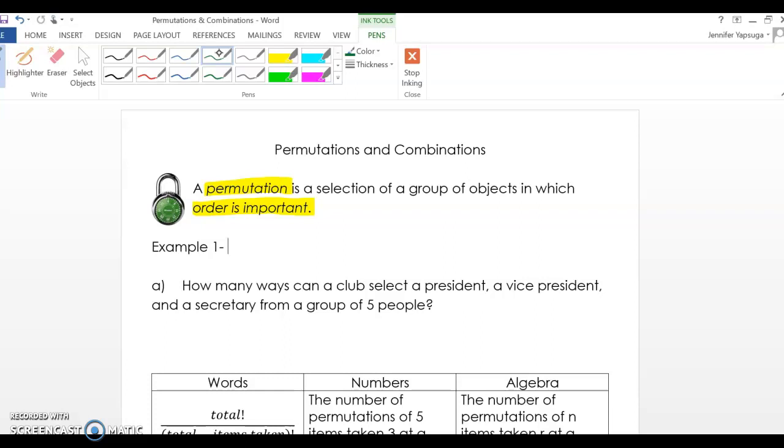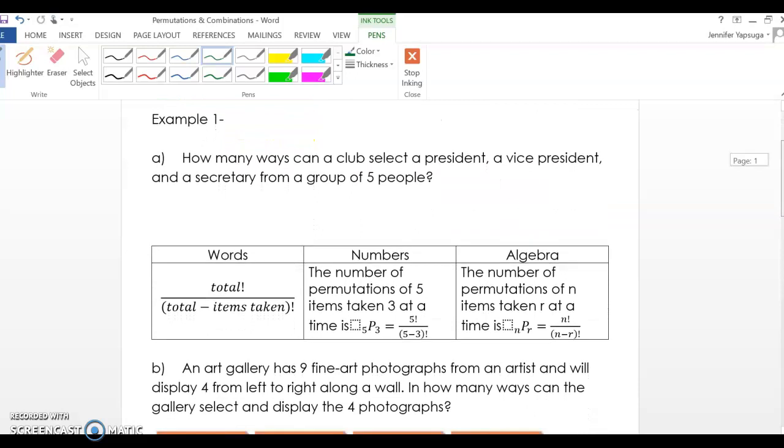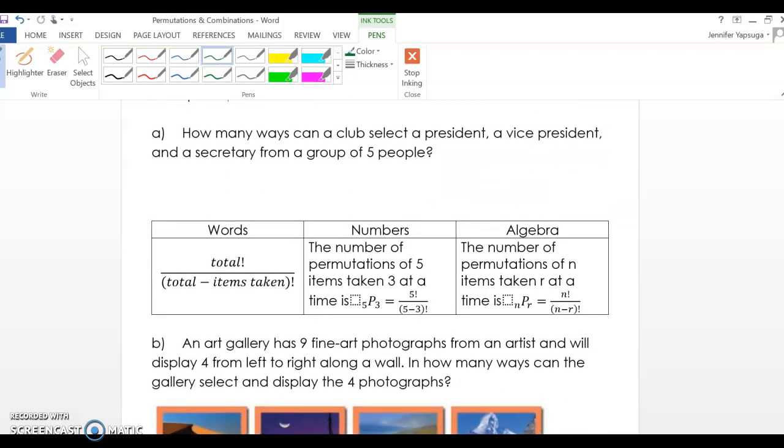So I thought what would be helpful is to run through an example and then show you how the formula that is derived for each of these permutations and combinations can be used so that you don't necessarily have to list a lot of items and you can find an answer quickly. So let's take a look at this first example that I have for you. So this is a way that a club can select a president, a vice president, and secretary from a group of 5 people.